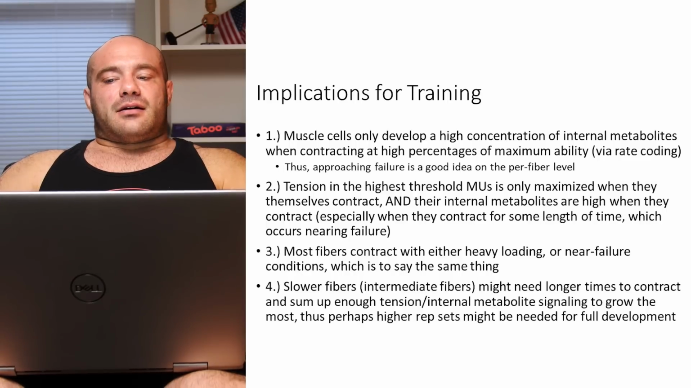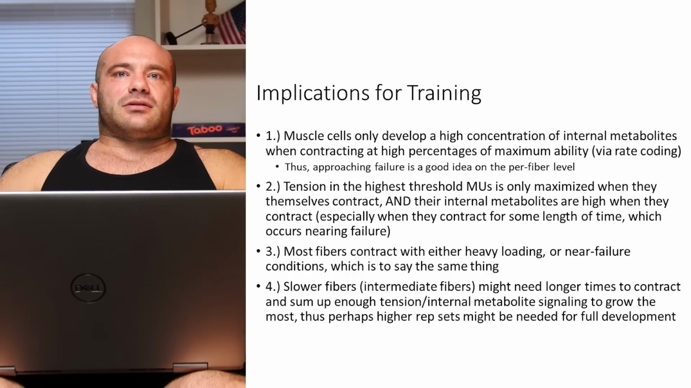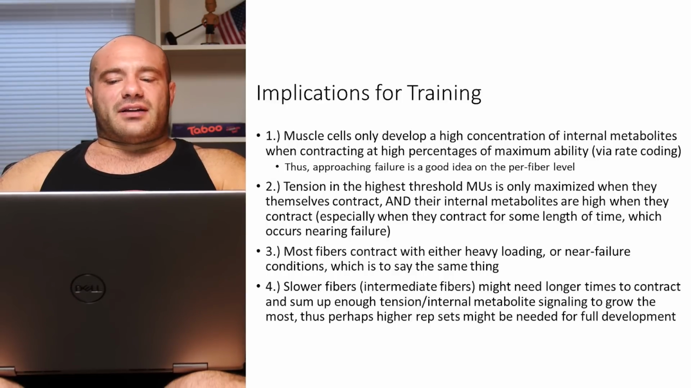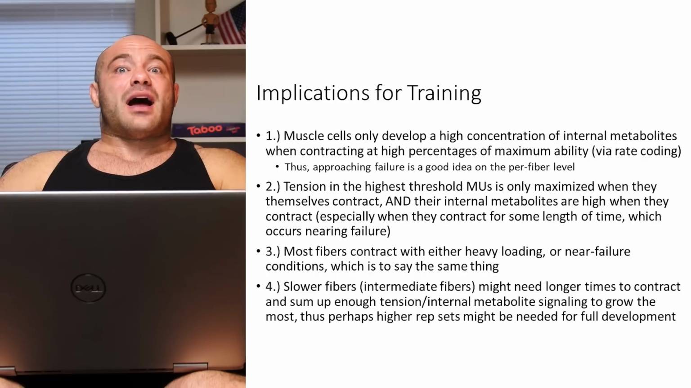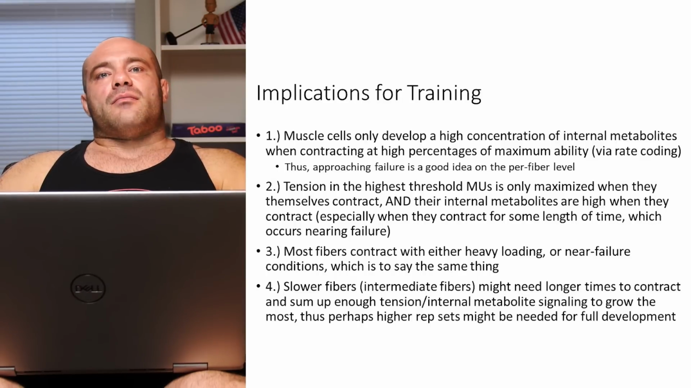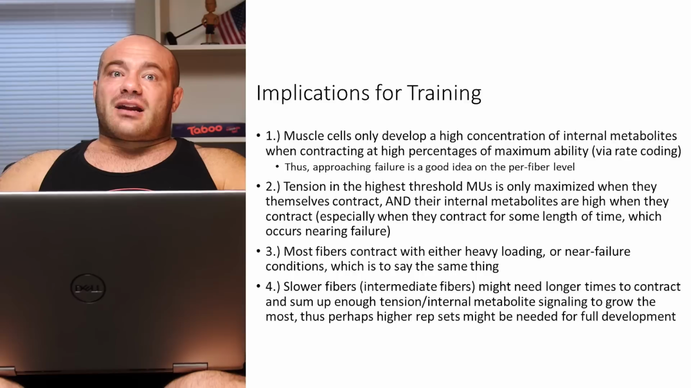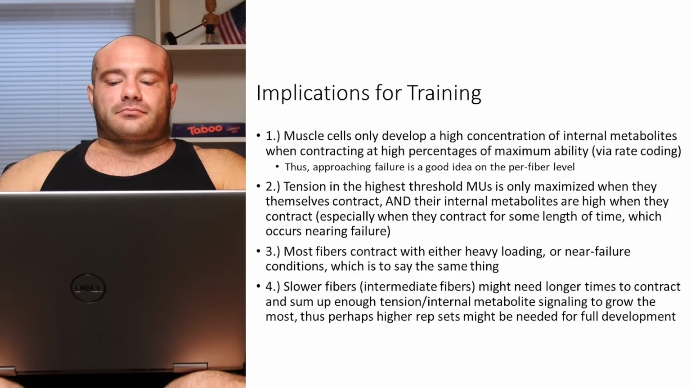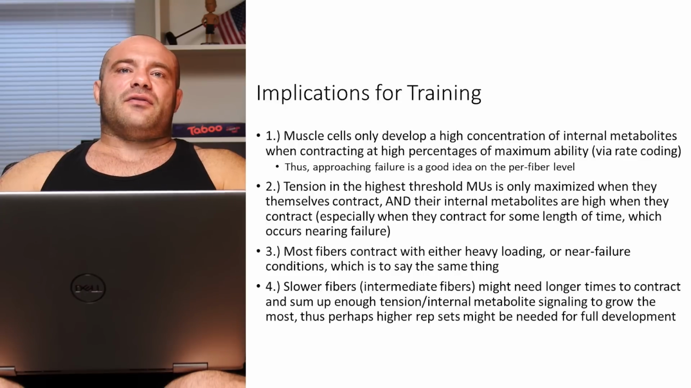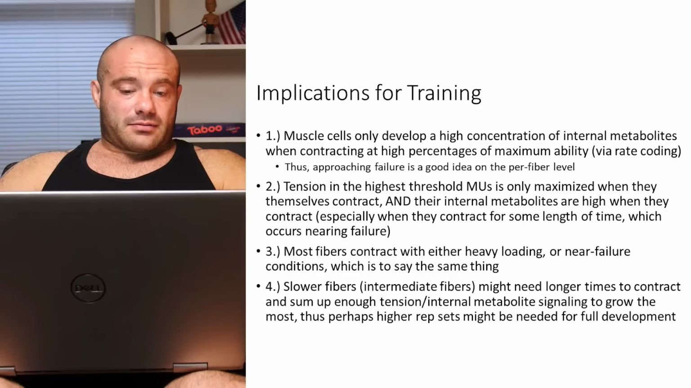So because maximum contraction or threshold contraction is a good idea for every single cell, then approaching failure is probably a good idea on the per fiber level, right? So if you're going to grow a muscle fiber, it had better be working real hard, working so hard that it generates a lot of internal tension for some time, and that it also generates a lot of internal metabolites, very, very high concentrations, which are probably what signal the cell to hypertrophy, right?